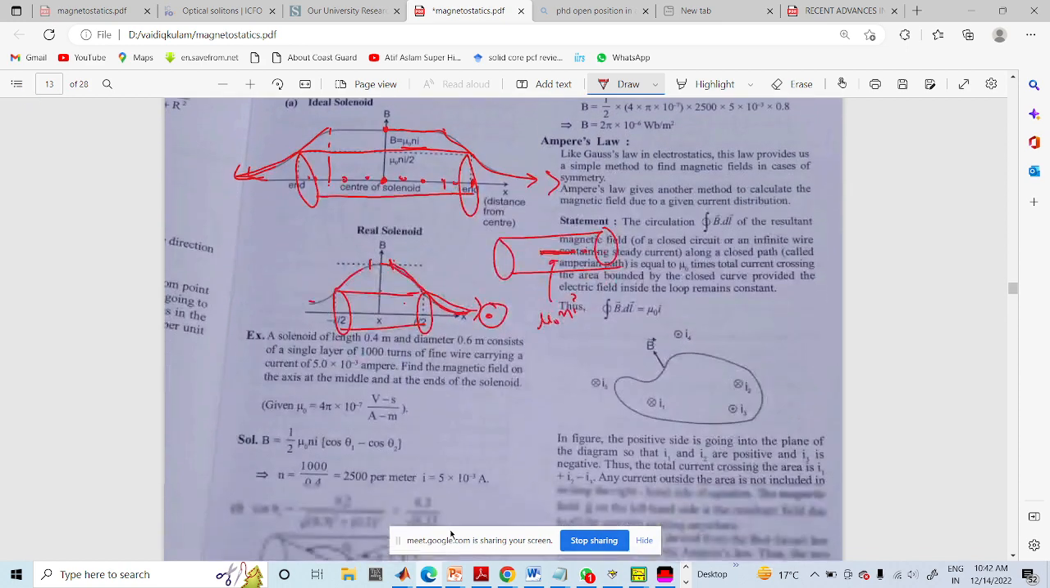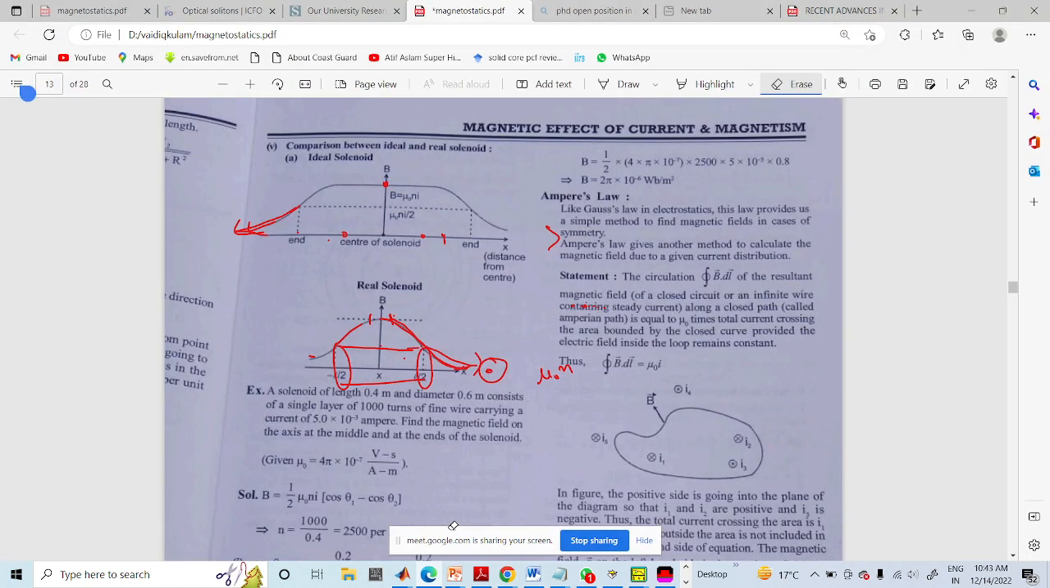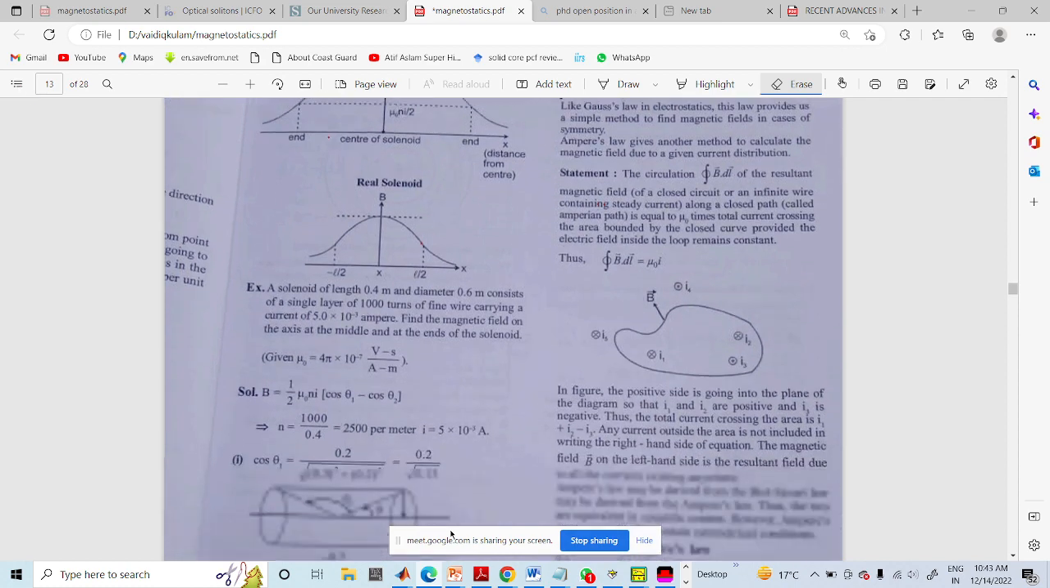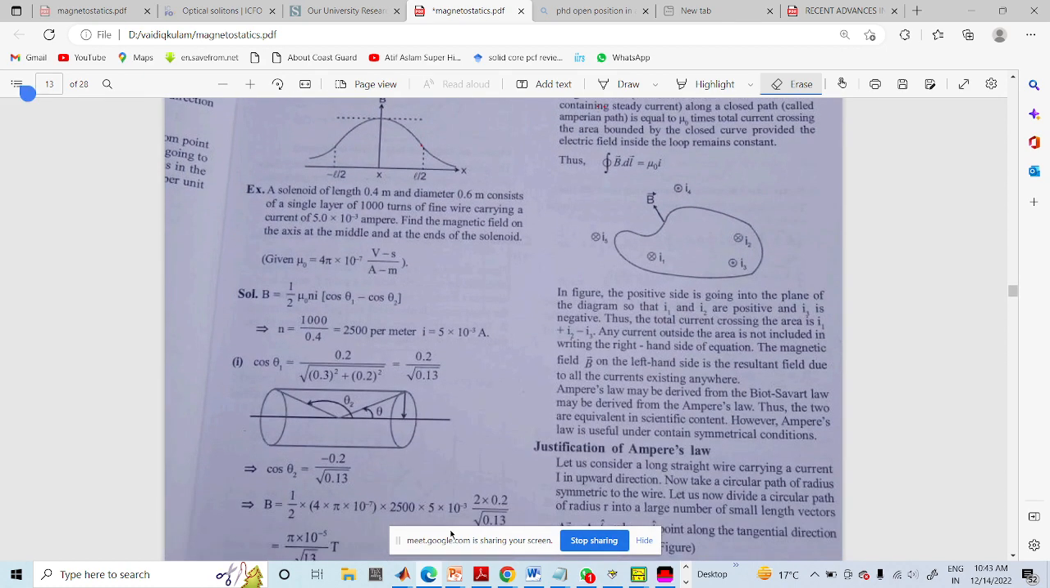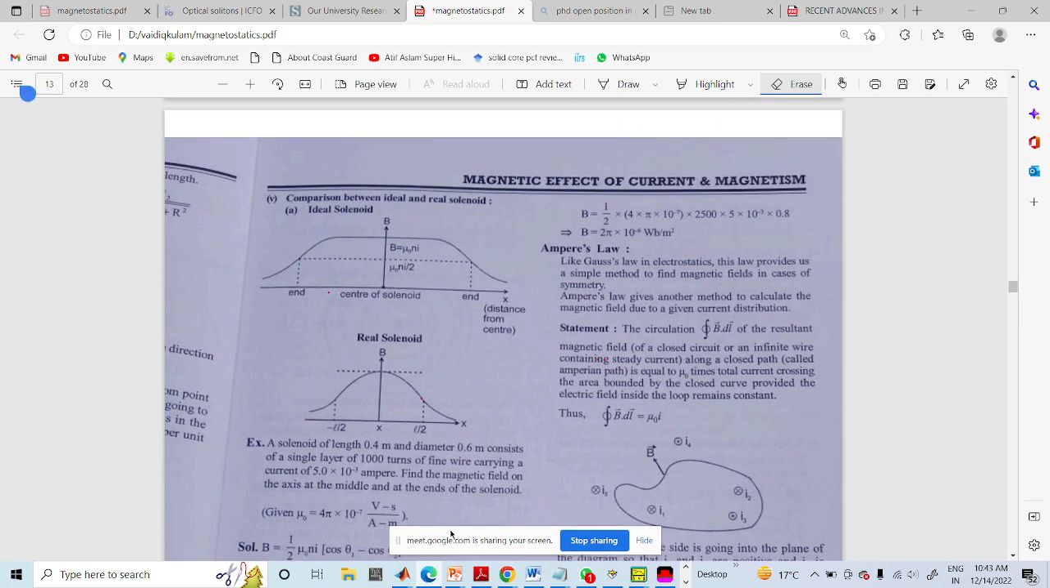So now, I understood this. Have you understood? Oh, what happens? Yes. Yes, sir. Got it. Okay, it's all right.